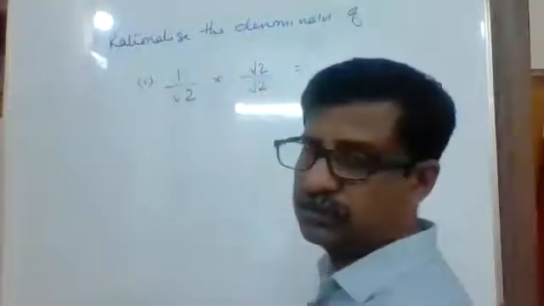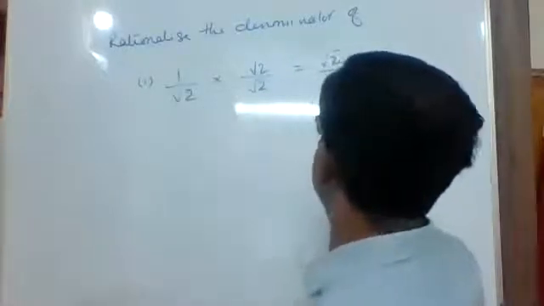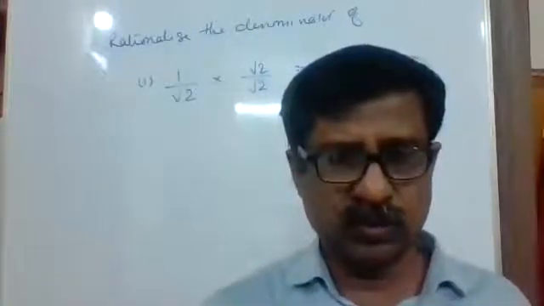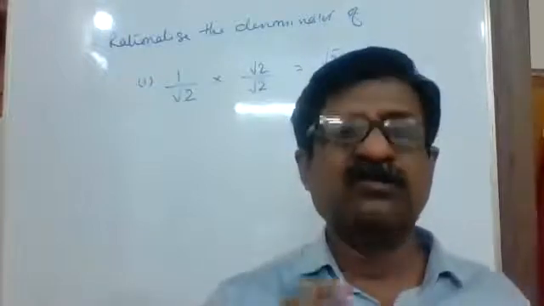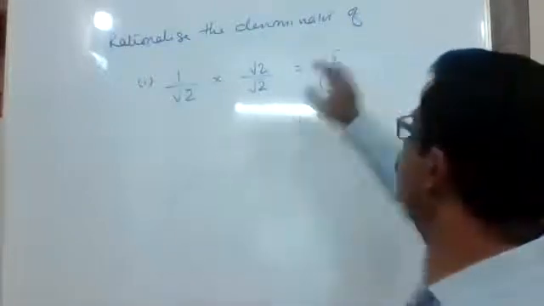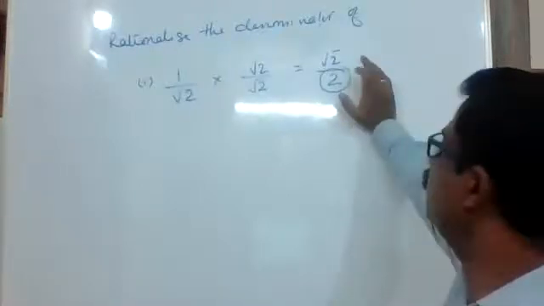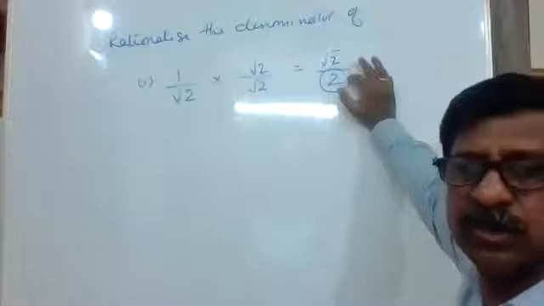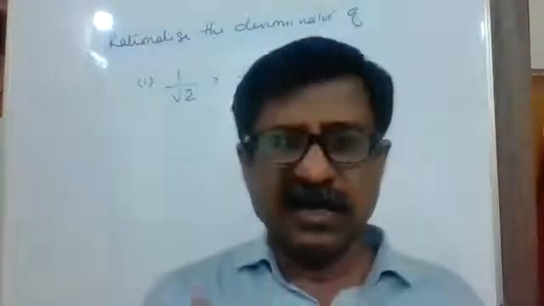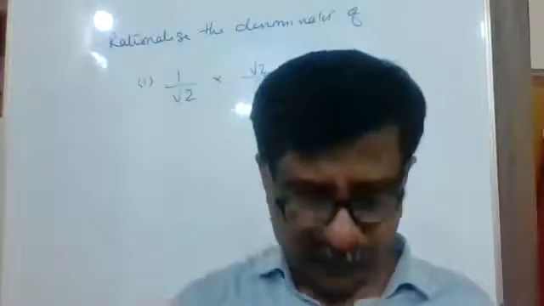Now multiply 1 with root 2. We got 1 root 2. Multiply root 2 with root 2. That is 2. See the denominator. The denominator is 2, which is a rational number. We don't have to bother about the numerator. Whatever the numerator is, ignore it. Our aim is to make the denominator a rational number, and we have got the denominator as 2, which is a rational number. This is the procedure we have to follow. I've taken a very simple example. Further, we'll take some more questions. It will be clearer to you.